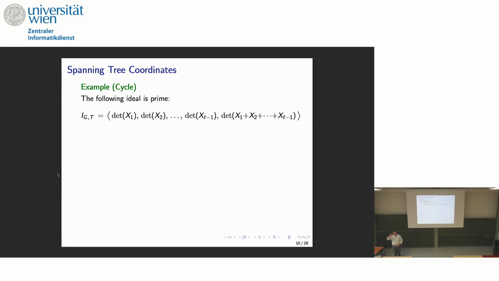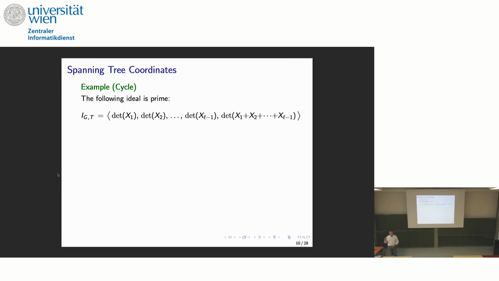Hodge's paper, very popular to have lines meeting up in a cycle. Okay, well, in a cycle, not so. You just remove any edge and you have a spanning tree. So the ideal is simply I have L minus 1 2 by 2 matrices, and then the remaining edge is just the determinant of the sum of the others.